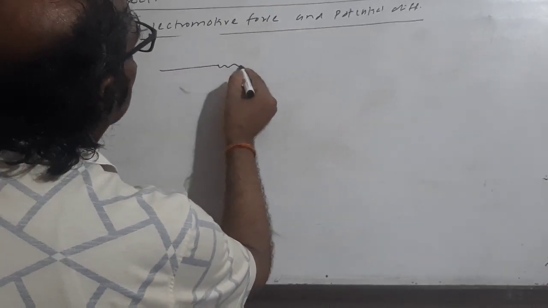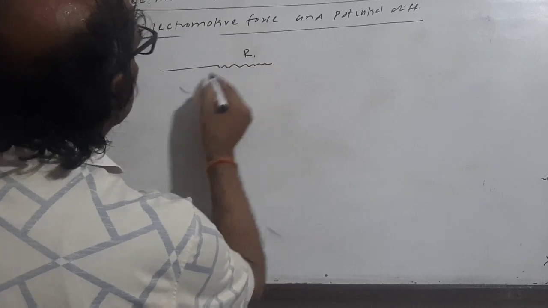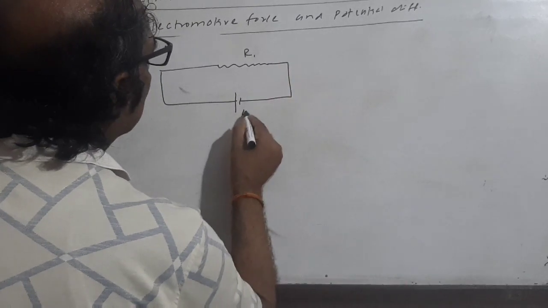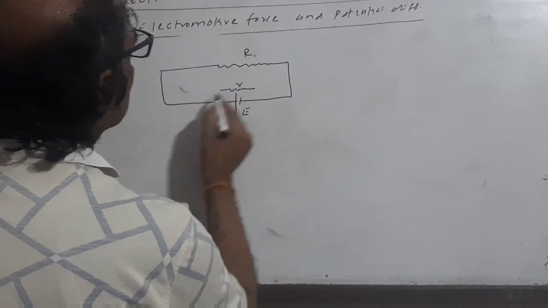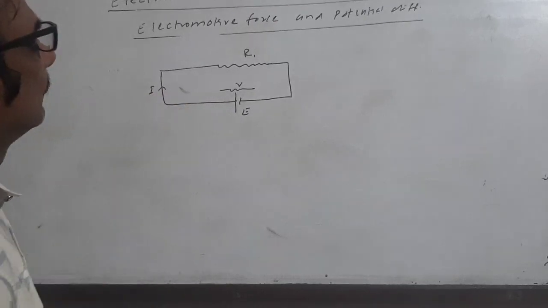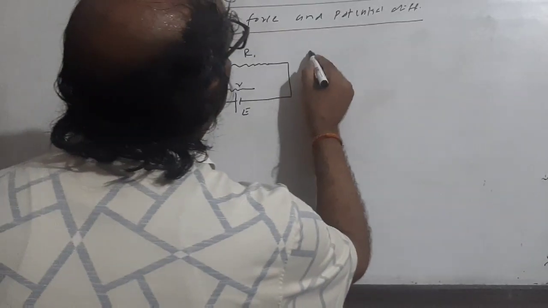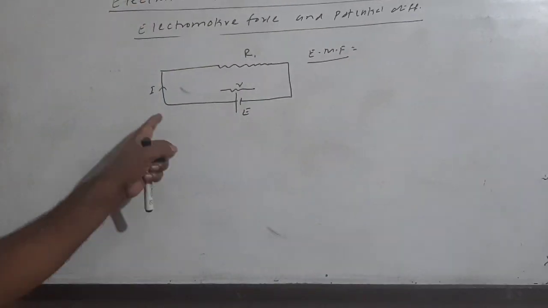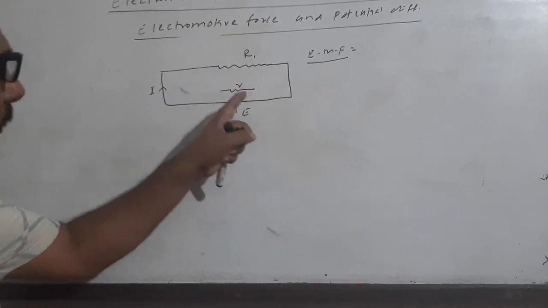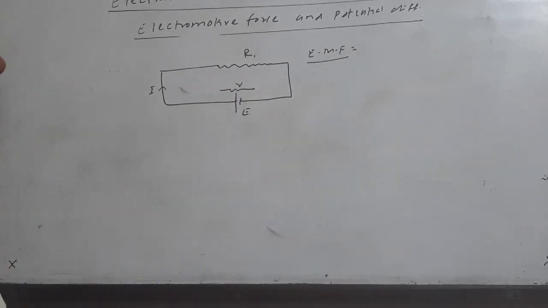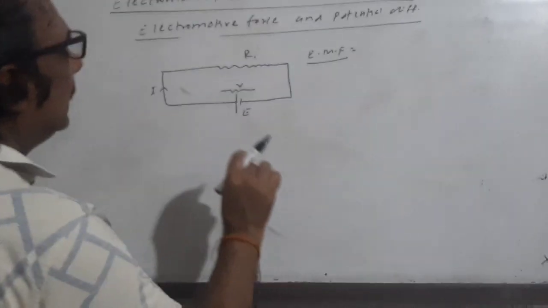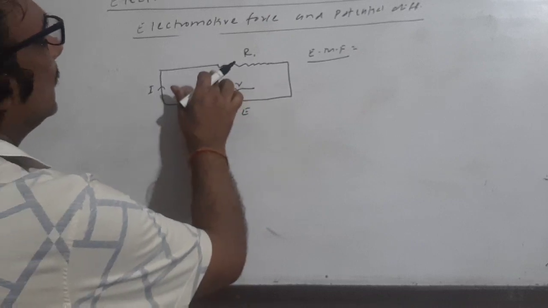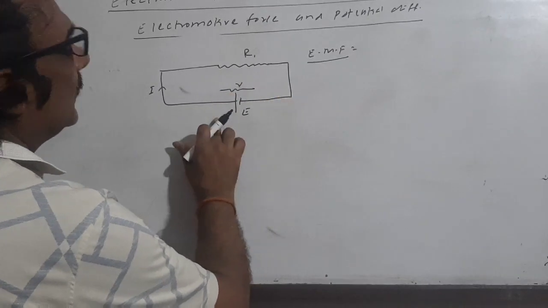Now consider a circuit of resistor R, a source of EMF E and internal resistance r, and there is the current I. The electromotive force is defined as the total work done to flow unit charge throughout the entire circuit, including the cell. Entire circuit means the charge through R and the charge through the internal resistance.